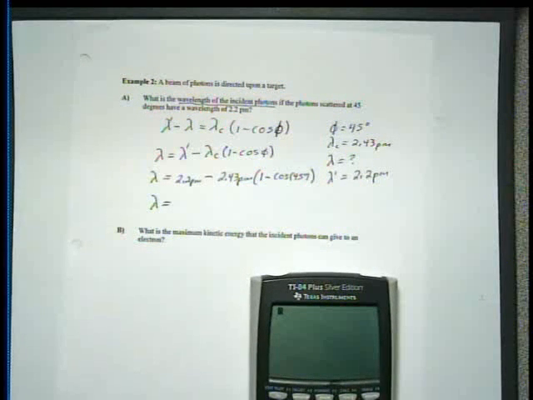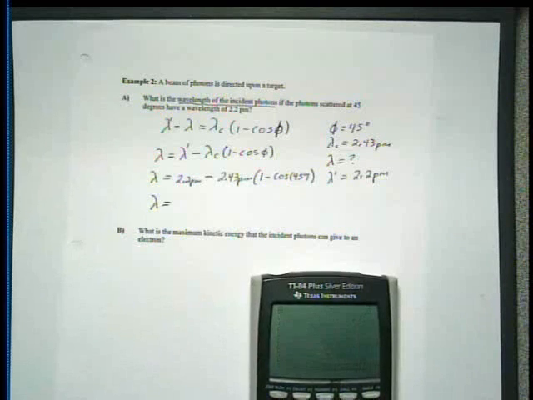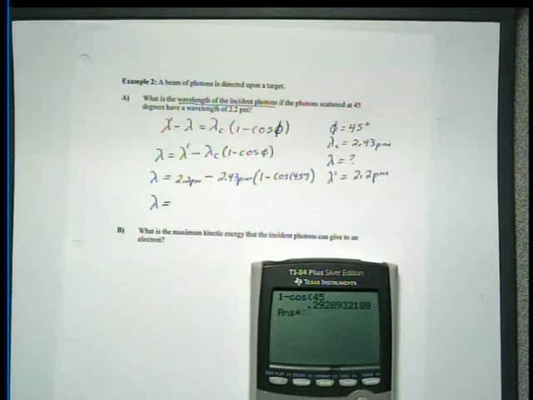So let's make sure that my cosine of 90 gives me 0 like I expect. It doesn't. So let's see. No, not in degrees. It's 1 minus cosine of 45 is that, times minus 2.43. And then I want to add that to 2.2. 1.49 picometers.